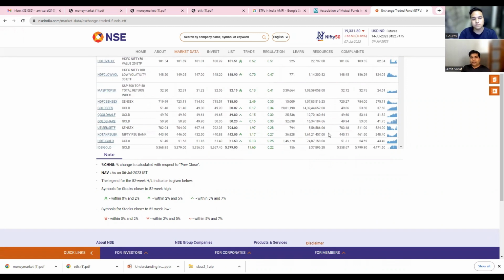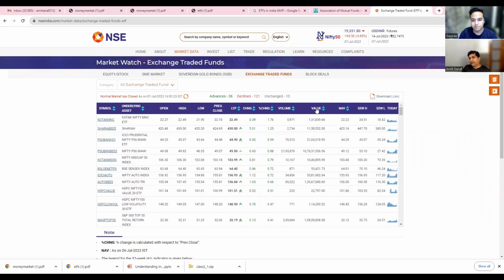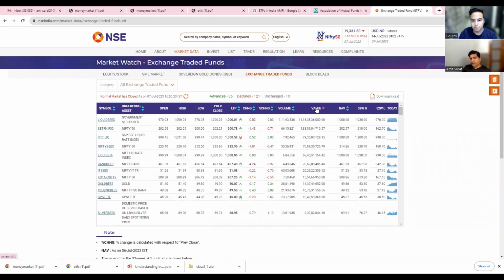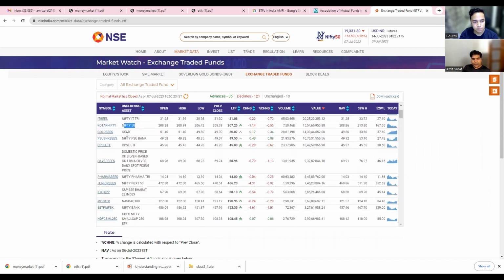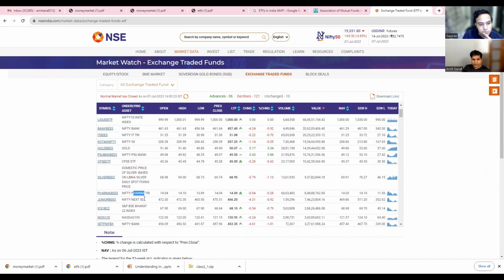So this is how it is. In the Indian scenario, there are a lot of ETFs, and many of them are very liquid as well. Liquid Bees, the underlying asset they also mention, invests in government securities. Then Nifty 50, Nifty IT, meaning information technology stocks, silver, pharma stocks.